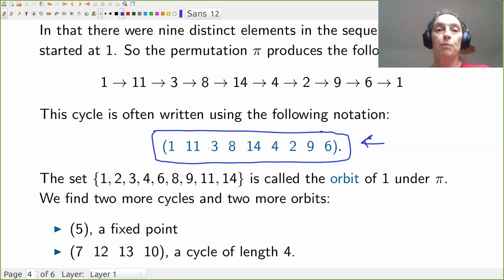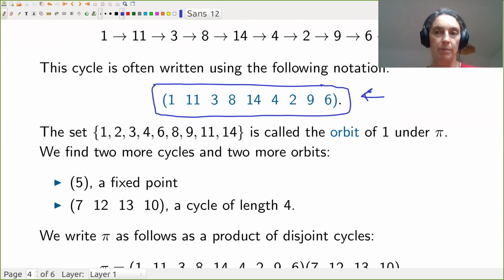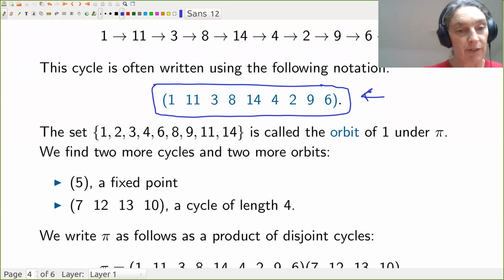For the permutation pi, there are 2 more cycles. There's the one consisting just of the fixed point 5, and there's the one of length 4, consisting of 7, 12, 13, 10, permuting them around in that order. In this situation, each of those would be considered to be an element of S14. This first one is the element that fixes 5. It also fixes everything else, so it's actually the identity element of S14. The second one is the element that takes 7 to 12, 12 to 13, 13 to 10, 10 back to 7, and leaves everything else fixed. So it's still an element of S14.